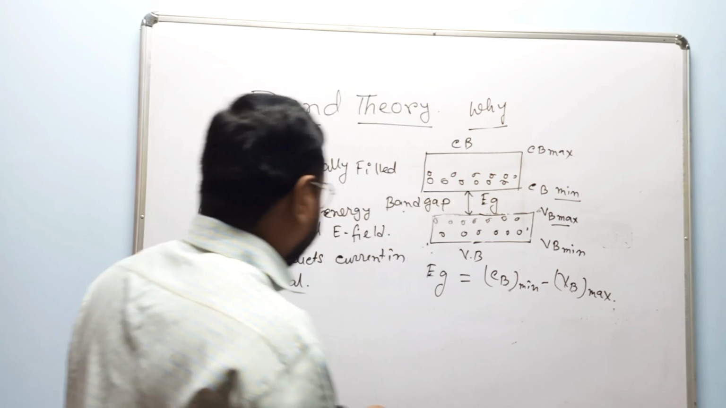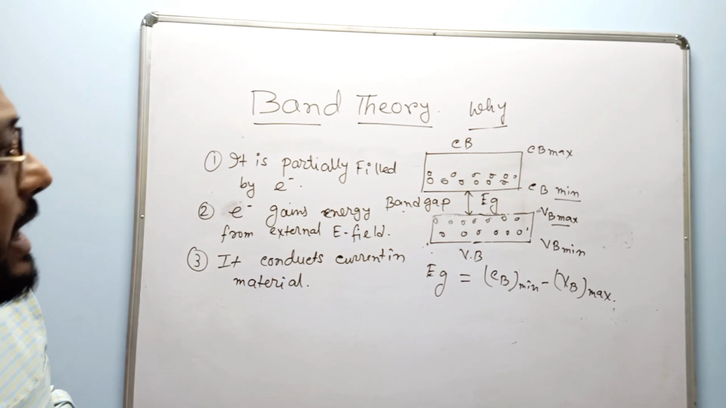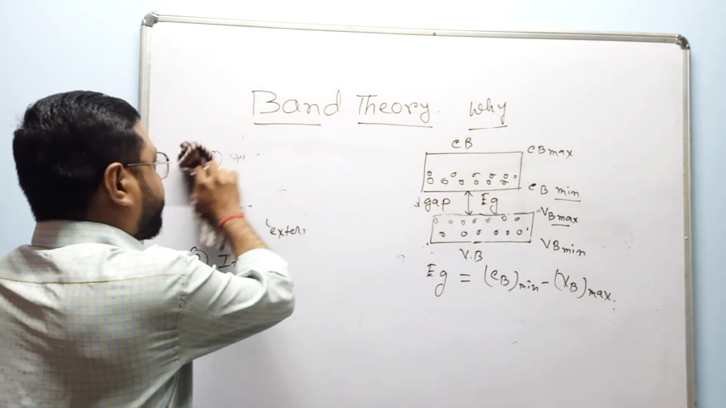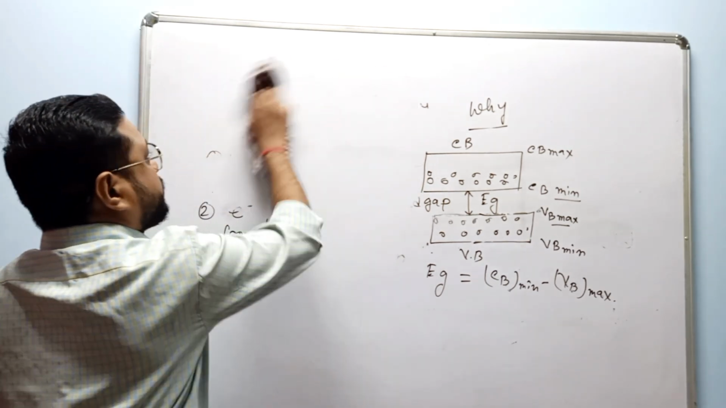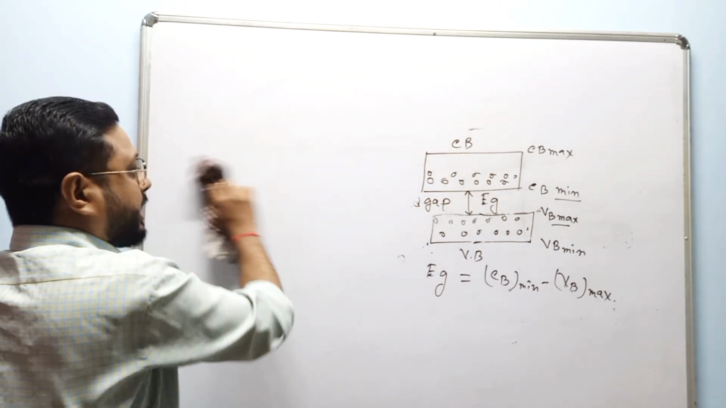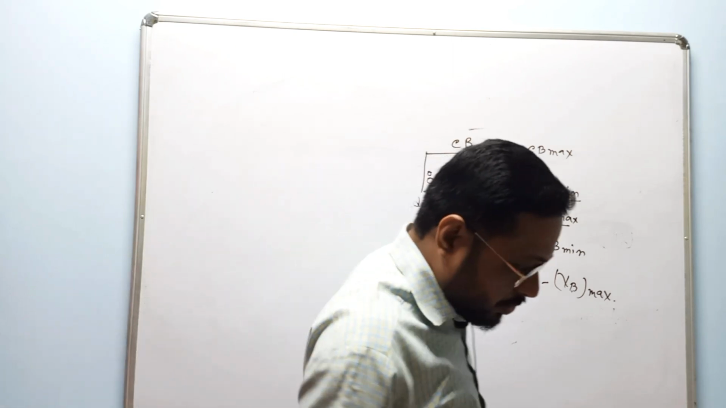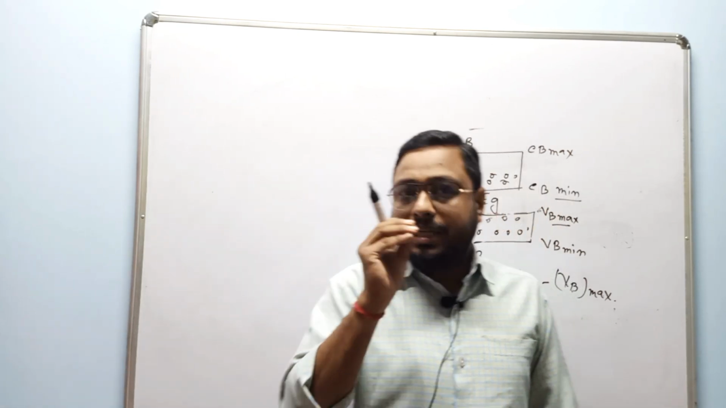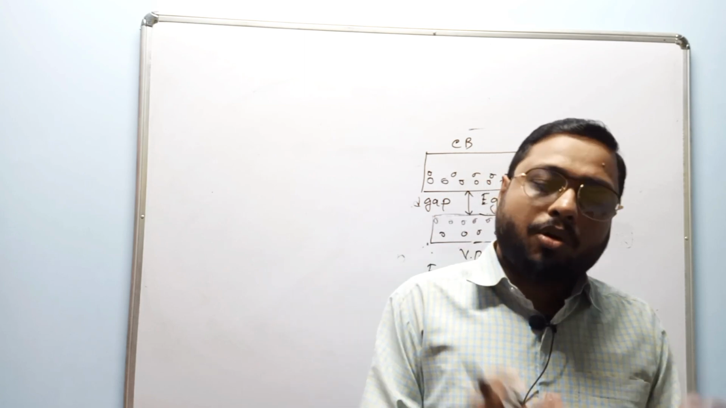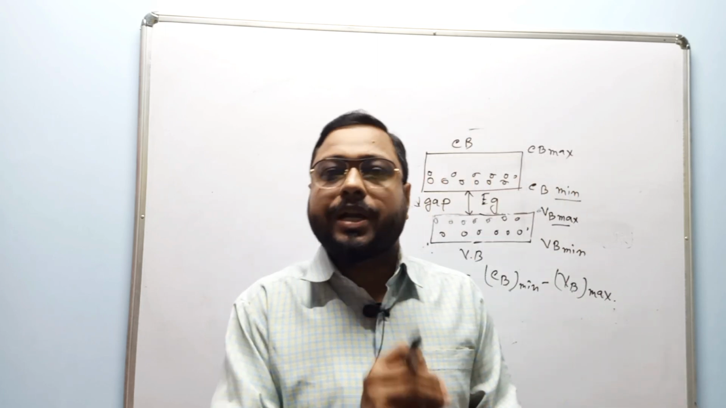On the basis of this band gap, different materials are formed. So now we can make the difference between the band gap of metal, insulator and semiconductor. At first, why does a conductor conduct current? Here one thing you should know is that to conduct current, the conduction band must be filled with electrons, either completely or partially.